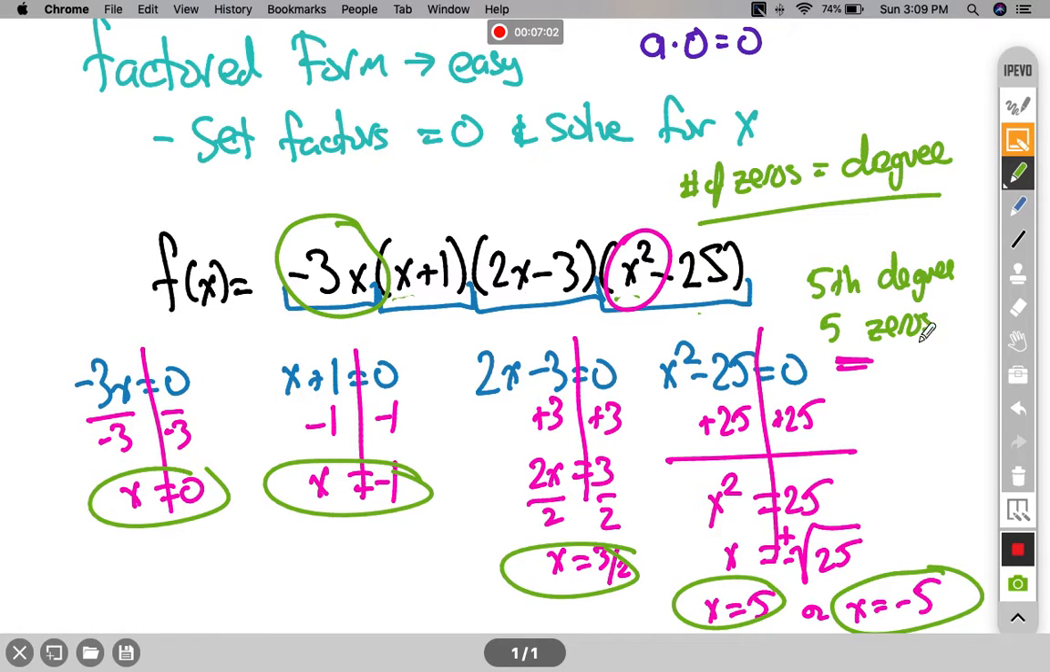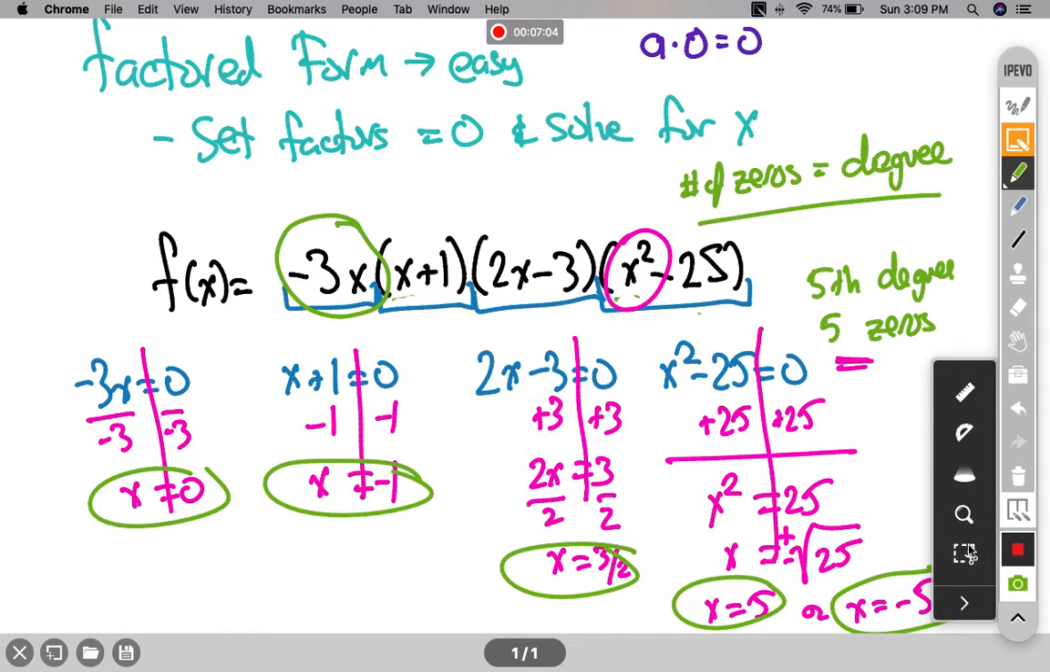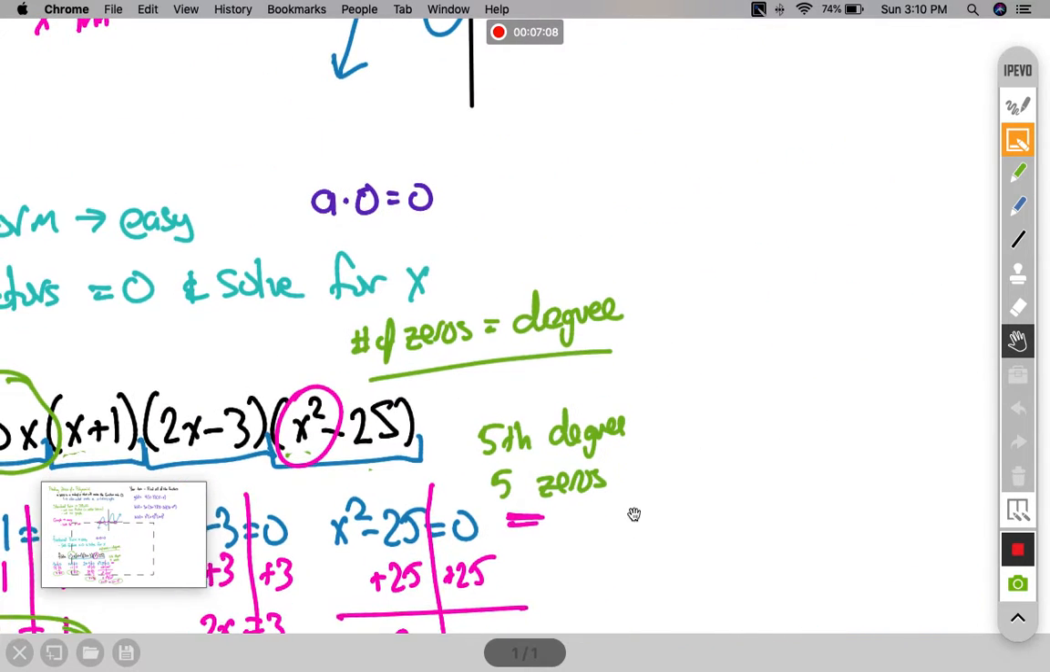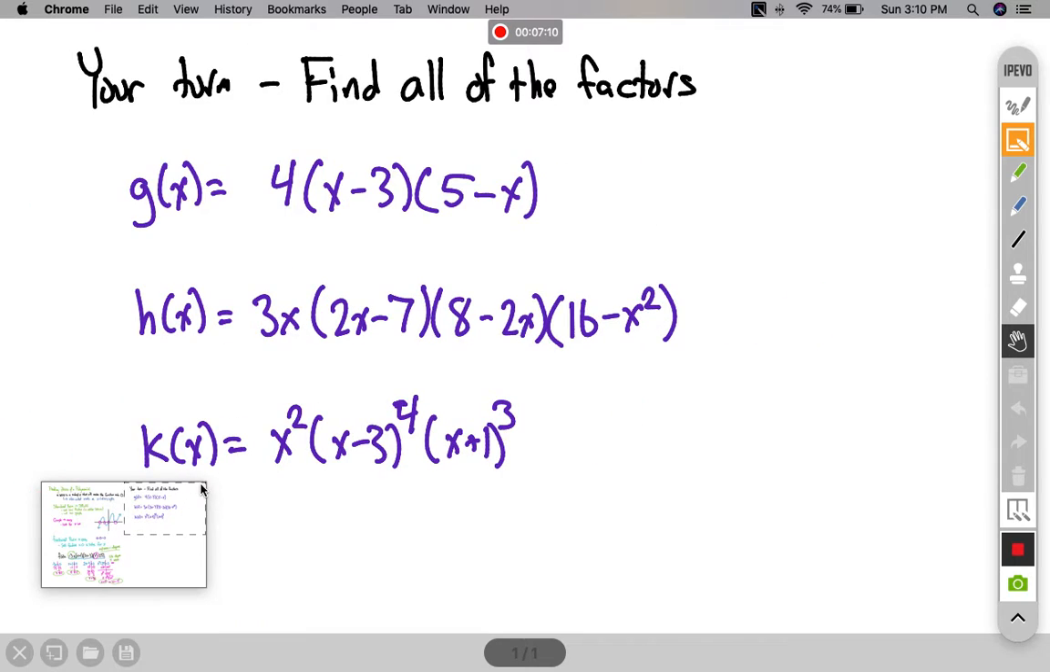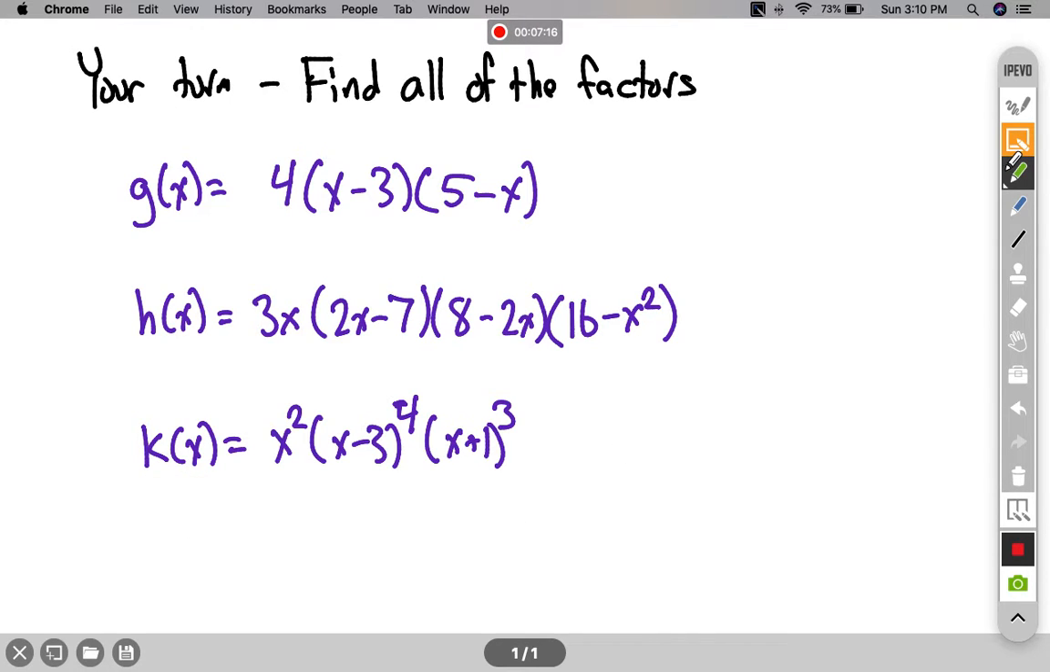Oh, wrong button. So let's give you a chance. I want this one. Try your hand at this. I got 3 here for you to do. Pause the video and see if you can find the zeros for each of these. When you're done, unpause the video and I will go through and work these out for you.